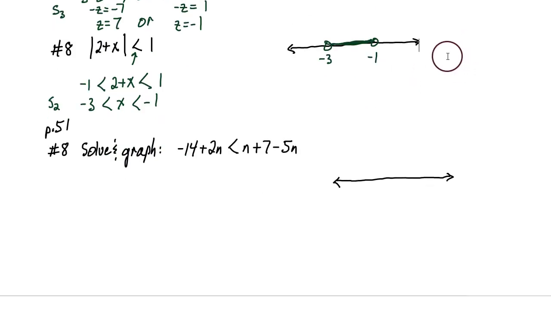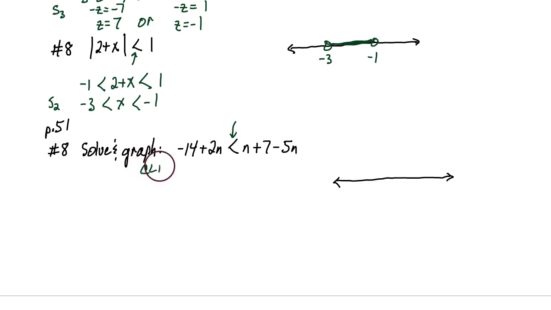For page 51, we don't have any absolute values anymore. We do have what's called an inequality. There's an inequality symbol, not an equal symbol. But you do solve this just like an equation. Let's get the letter n alone on the left side.